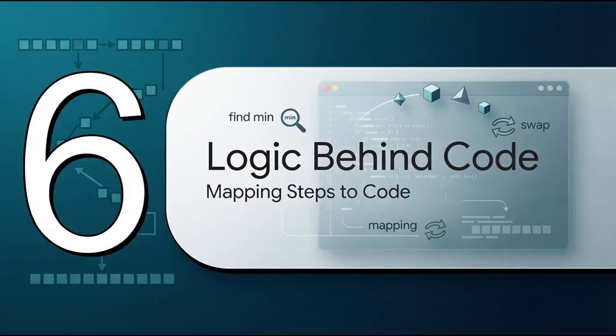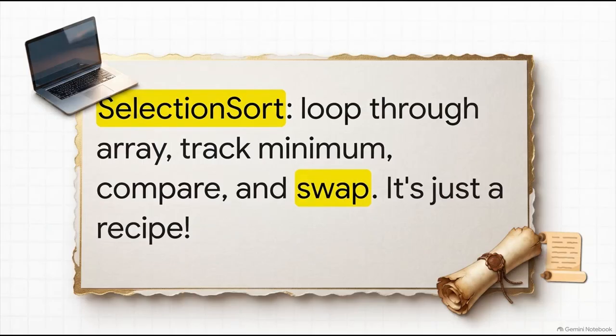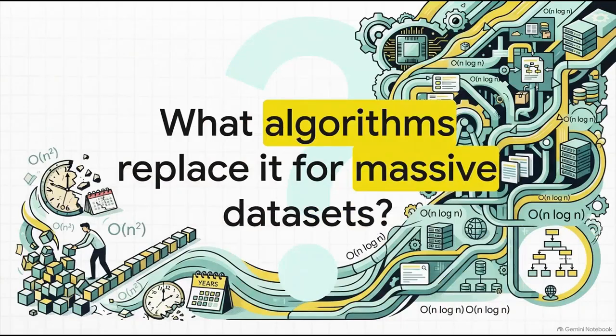Finally, part 6, the logic behind the code, mapping the steps. So the crucial point is that the actual code maps exactly to the simple concepts we just learned. Don't try to read it like some impossibly complex math equation. It's really just a recipe. The computer creates a loop through the array, it carefully tracks the minimum value it has found so far, it compares it to new items as it goes, and finally, it executes a swap. See? It is the exact same logic you already mastered in your head, just written down in a way the machine can execute.